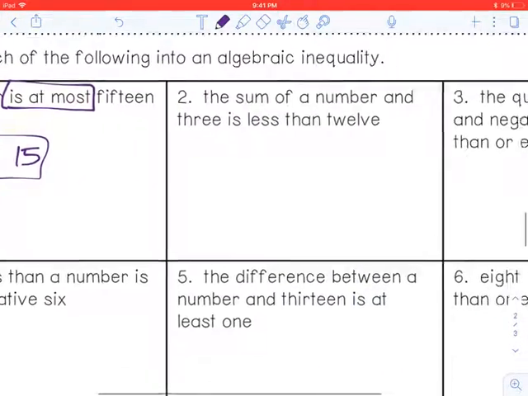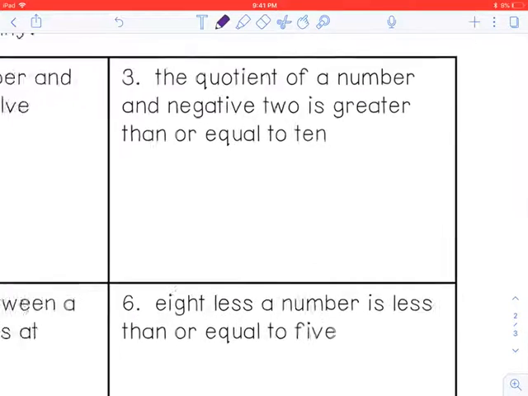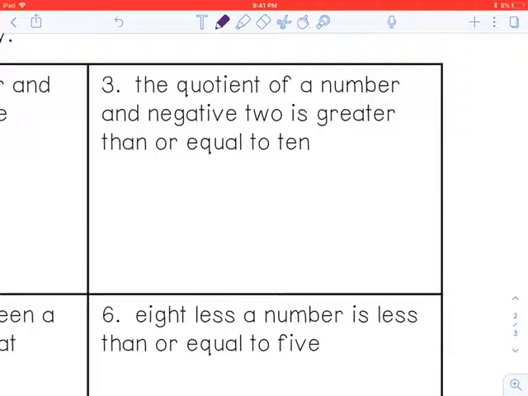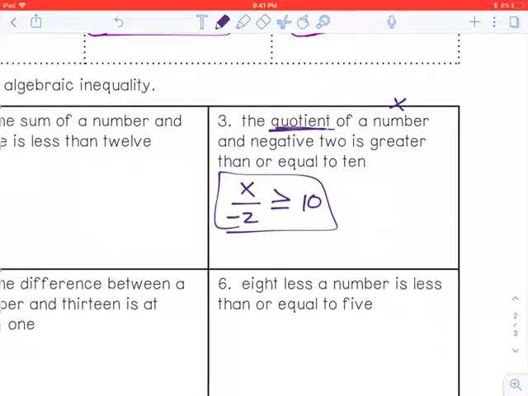So let's do another one here. Number 3, the quotient of a number and negative 2. So quotient, remember, means division. So a number is x and negative 2. So x divided by negative 2 is greater than or equal to, so that one should be easy, 10. And there we are.